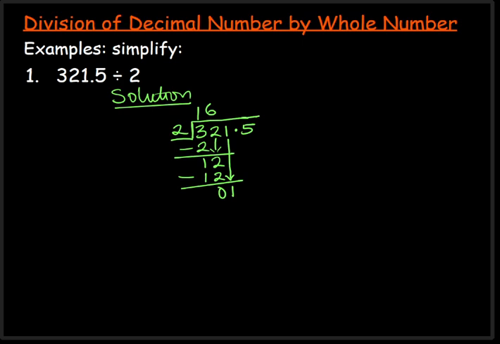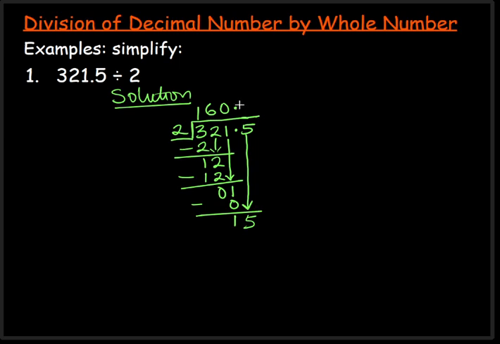2 into 1 will give us 0. 2 is bigger than 1, so that will be 0. 2 times 0 will be 0. And then what do we have? Subtract. This will give us 1. And then our point goes up, and then we bring down 5. So have you seen, the decimal point just goes up and then you continue your division process.